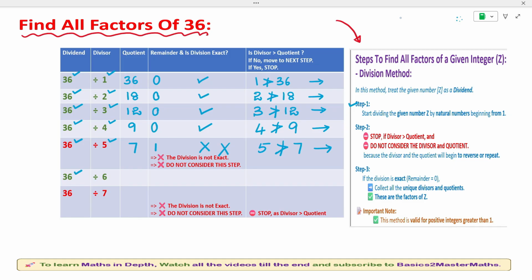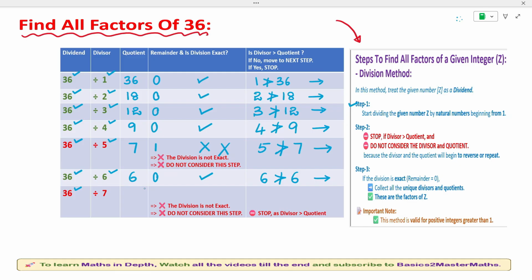When we divide 36 by 6, we get 6 as the quotient and 0 as the remainder. So, this division is exact. In this case, the divisor 6 is not greater than the quotient 6. Hence, move to the next step.